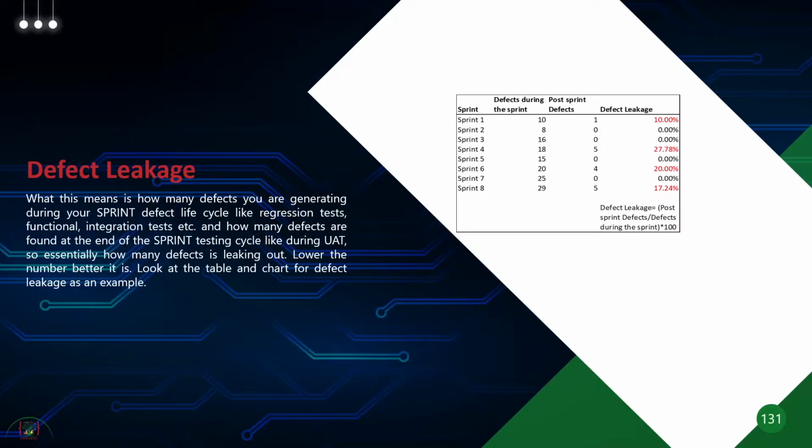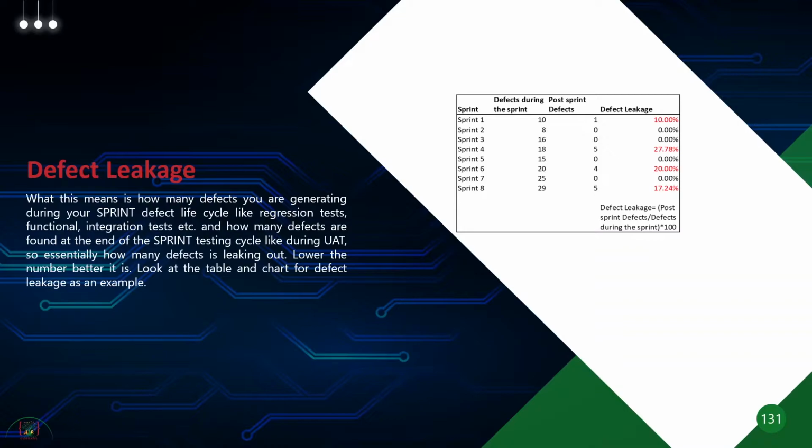That basically means that whatever testing you're doing during your sprint, whether it's regression, functional, integration, or load, you should try to find as many defects as possible during your sprint. Post sprint, after your sprint closes, let's say you have a UAT, you should have minimal defects. So the defect leakage should be minimal. No defects should leak out.